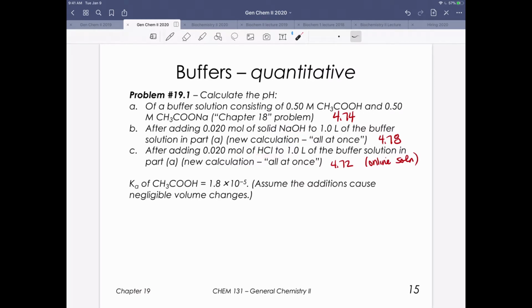strong acid in C. So what we can see here is we have a starting pH of 4.74 with our buffer. If we add in some strong base, we see a slight increase. If we add in some strong acid, we see a decrease. So let's work through part A here. And again, if you want to take a stab at trying these on your own, go ahead and pause the video. If you want to kind of watch through the worked out solution, feel free to just let it play.